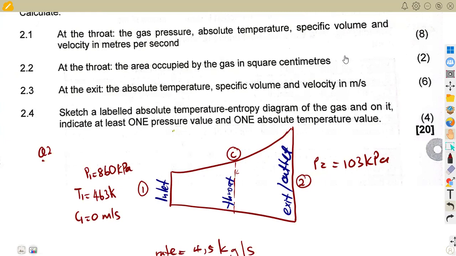All right. So we are given to calculate on 2.1 at the throat. So everything that we are going to calculate on 2.1 is at the throat.